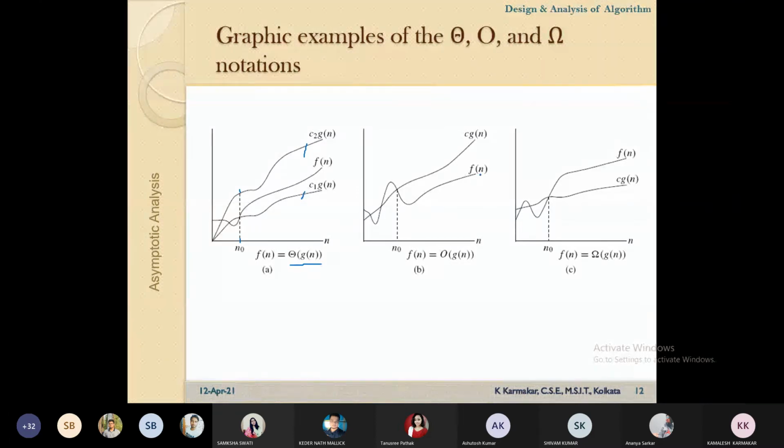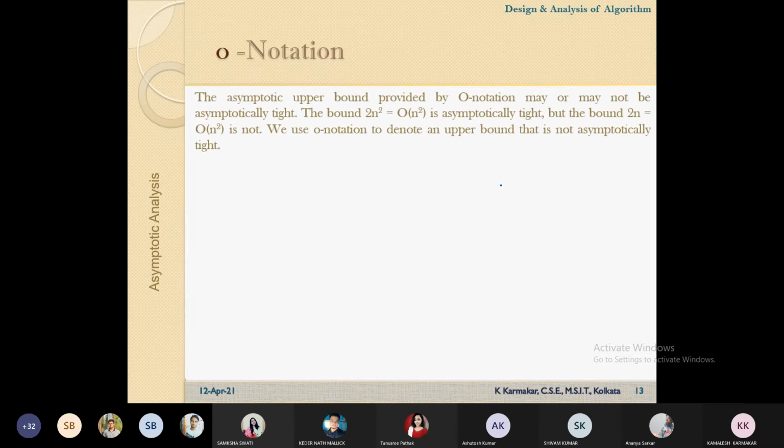This is the representation of the asymptotic upper bound, and this is the asymptotic lower bound. This is the lower bound of the f(n) function, as in the previous example, and this is the upper bound of the given function. So that's more or less all about these three types of representation: upper bound, lower bound, and tight bound.